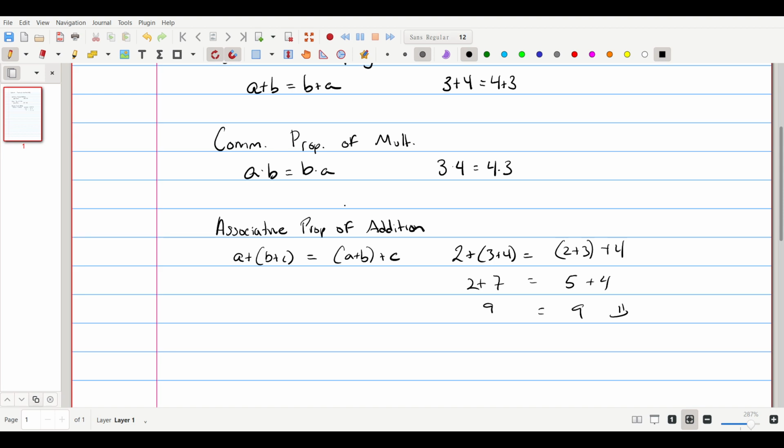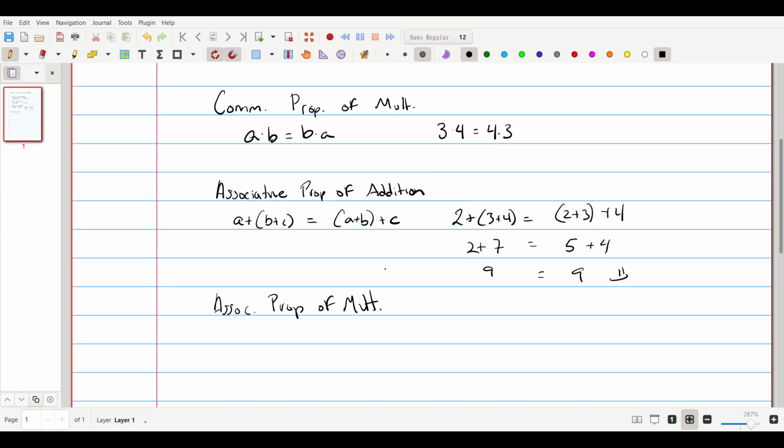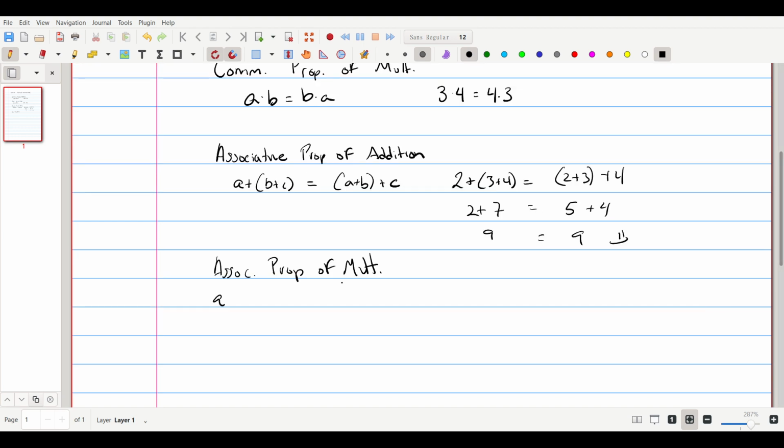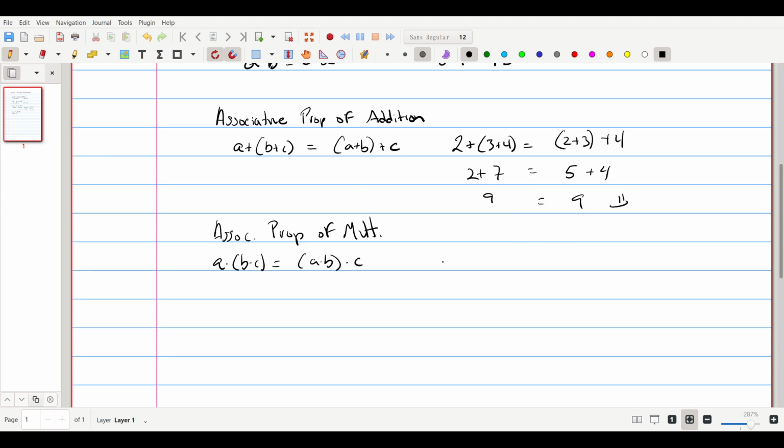Cool. Multiplication also has this property. So the associative property of multiplication basically looks the same. This is the same thing: whether you multiply the second and third thing first and then the first thing, or the first and second thing first and then the third thing, you're going to get the same answer. So something like this.